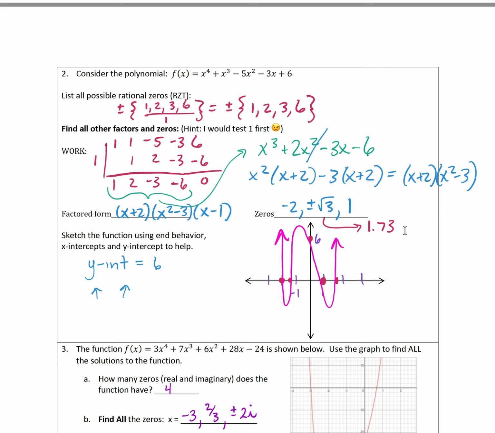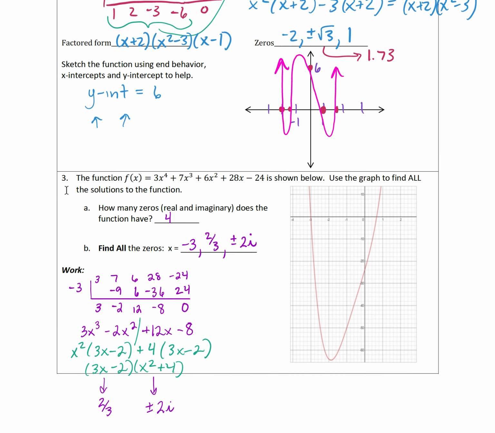Plus or minus square root of 3 is really close to 1.73. So plot all those: -2, -1.73, 1, 1.73, and then do your graph, knowing that the y-intercept is right there. It's plus 6. And then again, the end behavior, we know that it goes up here and up here because that's what a positive lead coefficient, x to the 4th, looks like.